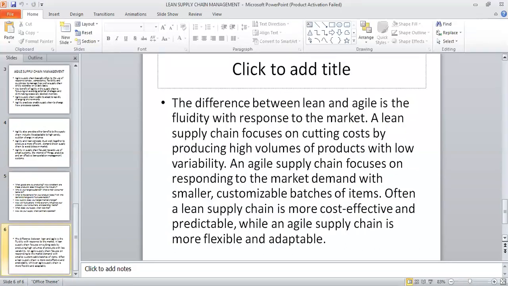The difference between lean and agile is the fluidity of the response to the market. A lean supply chain focuses on reduction of cost, cutting cost through production of a high volume of products with low variability. In opposition, agile supply chain focuses on responsiveness to the market. It is highly customized with batches of items. Agility is more flexible and more adaptable to the changing environment, like the change of technology.